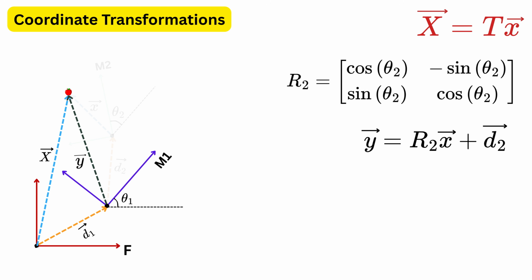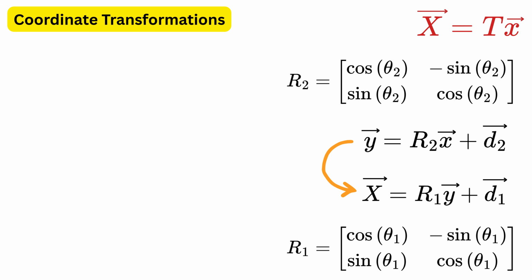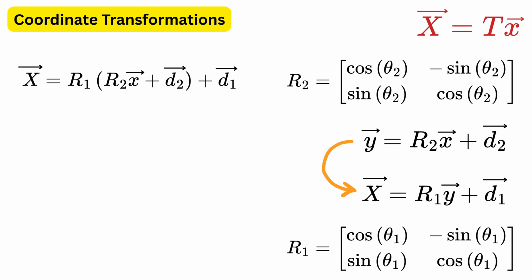To get the final position of the point in the fixed frame F, we apply the transformation from M1 to F. This involves a rotation by theta 1 and a translation by d1. So big X becomes R1 times y plus d1, where R1 is the rotation matrix for theta 1, which is given like this. Substituting the value of y in this expression, we get big X equals R1 times (R2 times small x plus d2) plus d1.